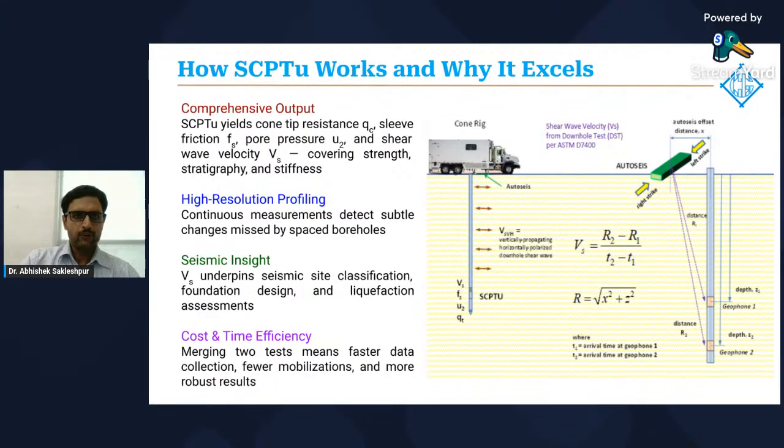Now, from the SCPTu, we not only get qc, fs, and u2, but also the shear wave velocity, so covering strength, stratigraphy, and stiffness. It allows high-resolution profiling, so continuous measurements can detect subtle changes in stratigraphy that may be missed by conventional boreholes. As I mentioned earlier, Vs underpins seismic site classification, foundation design, and liquefaction assessment. And the benefit of the SCPTu is cost and time efficiency. By merging the regular CPTu with seismic testing, it allows faster data collection, fewer mobilizations, and more robust results.